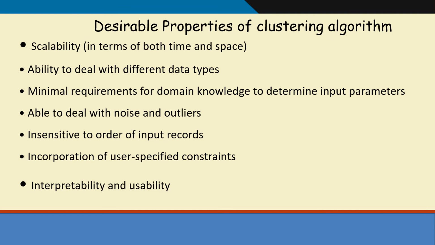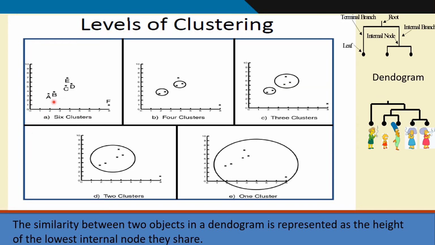These are some desirable properties of a clustering algorithm. The example here is showing levels of clustering. Initially, we have 6 points as 6 clusters, and then we find elements which are nearer and combine them into groups. And at the end, what we find is that every point in the study comes under one cluster.